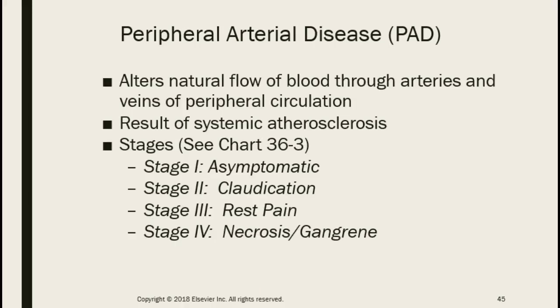Our next topic is peripheral artery disease, and this is an alteration in the natural flow of blood through the arteries and veins of our peripheral circulation, and often a result of the systemic atherosclerosis. See chart 36.3. There are stages. You don't have to memorize each of these. Just look over them and just have a little bit of familiarity with it.